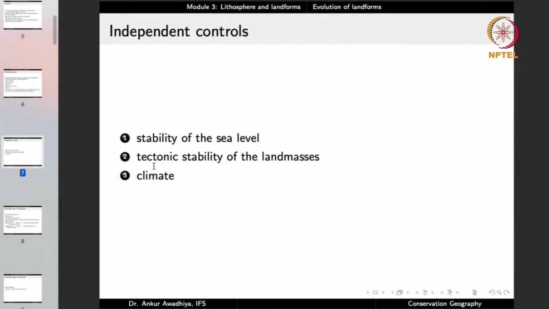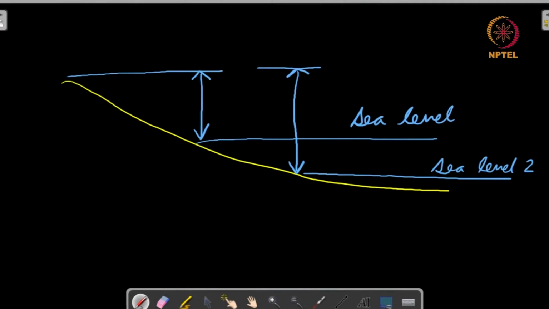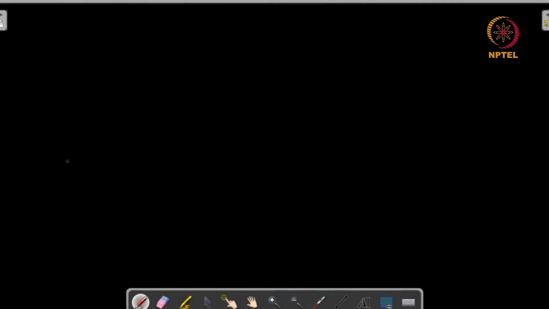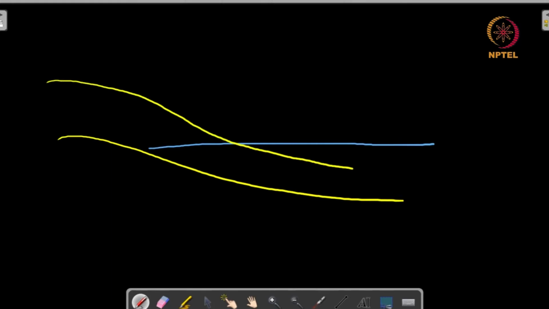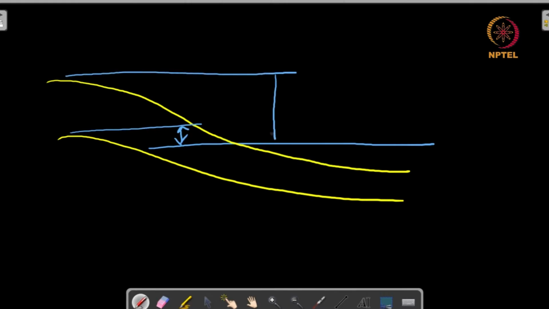Another independent control is the tectonic stability of the land masses. Because in this case, what happens is that you have this landform, the sea level remains the same. Let us say that this is the sea level. Now the sea level remains the same, but probably the whole landform is pushed upwards because of tectonic forces. So earlier the relief was this much, but now the relief is this much.